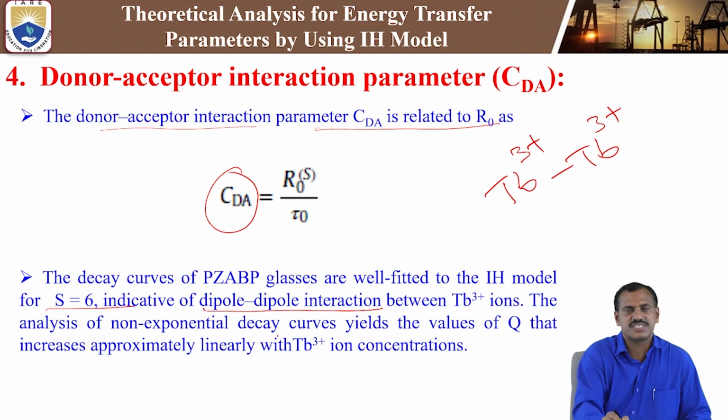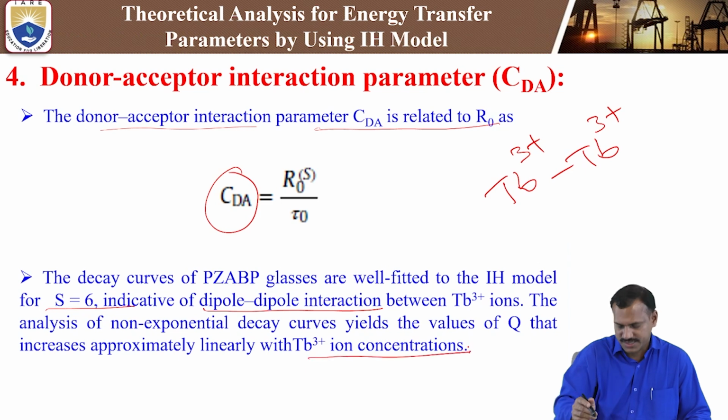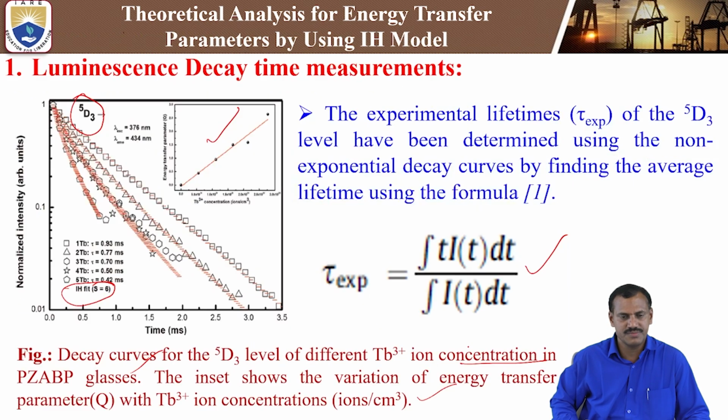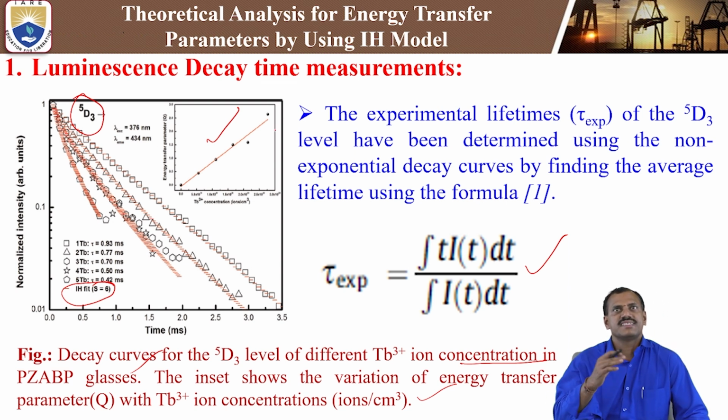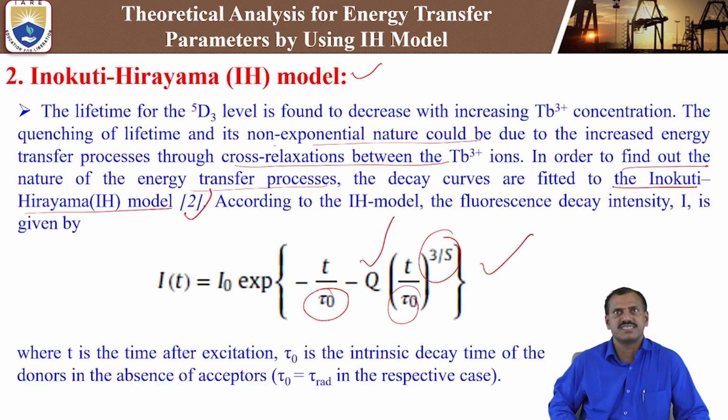The analysis of non-exponential decay curves yields values of Q that increase approximately linearly with terbium 3 plus ion concentration. That is shown here in this diagram. See, as the terbium 3 plus ion concentration increases, the energy transfer parameter Q also increases linearly. S equals 6 indicates that the energy transfer parameter shows the dipole-dipole interaction.